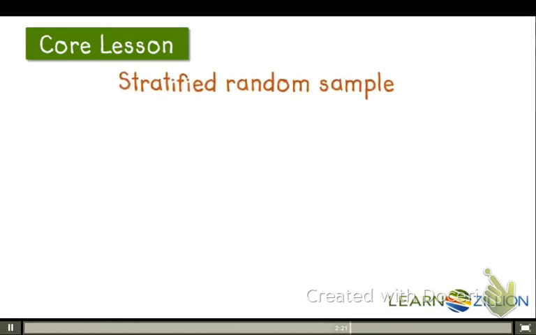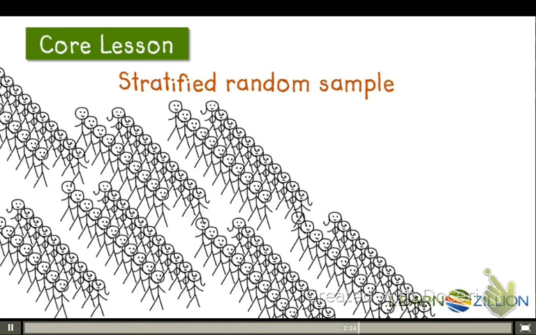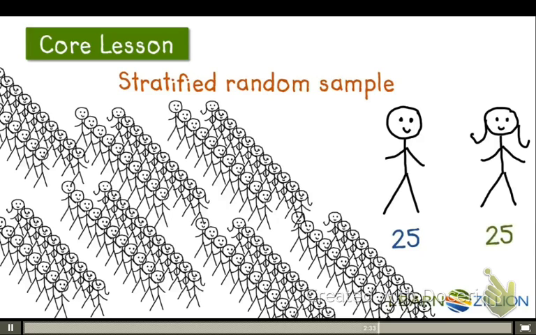The third type is the stratified random sample. Of the whole population of girls and boys in the school, the sample could include 25 boys and 25 girls. This sampling method first breaks the population into groups, like boys and girls, and then chooses a certain number at random from each group.